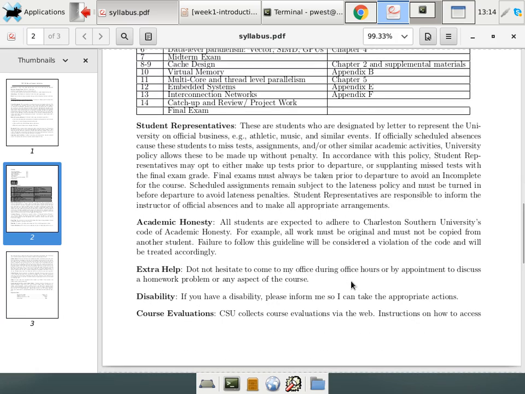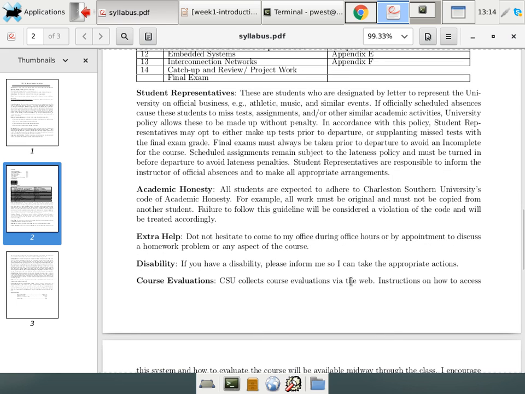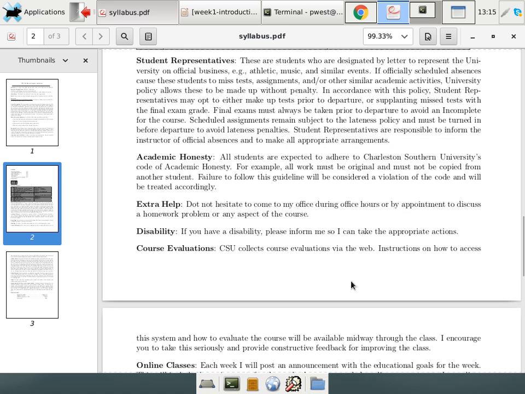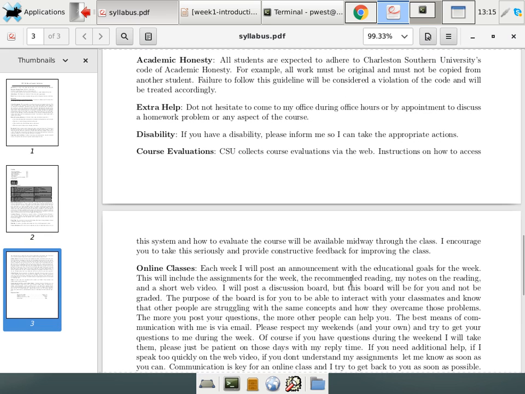Student representatives. I don't think we have any, but if we do, please tell me. Academic honesty. Don't cheat. I'm tired of catching people doing it and putting in the paperwork. Extra help, please come by during office hours or come during class. Usually I finish a little early, so I'll try and help you then. Disability, if you have a disability, go ahead and inform me. Usually with the disability that tells me what I'm supposed to provide for you. We'll take it from there.